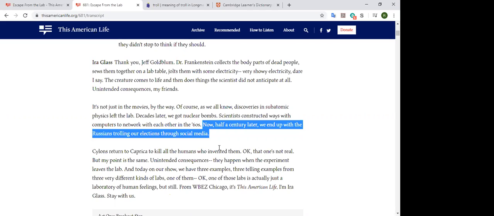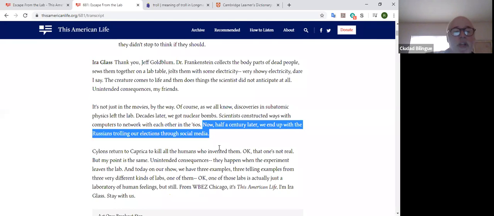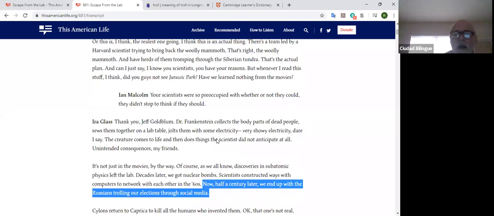Now, half a century later, we end up with the Russians trolling our elections through social media. Good. You did a very good thing. You emphasized, you stressed the Russians because that's what I changed. So that's very good. Okay.